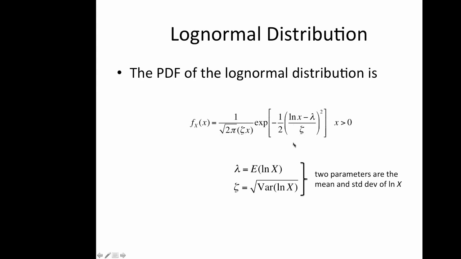The two parameters: lambda is the expected value of the natural log of x, and zeta is the square root of the variance of the natural log of x. So these, you'll recognize, are the mean and the standard deviation of the natural log of x. So not just x, but the natural log of x. And I think this is where the confusion often comes in.